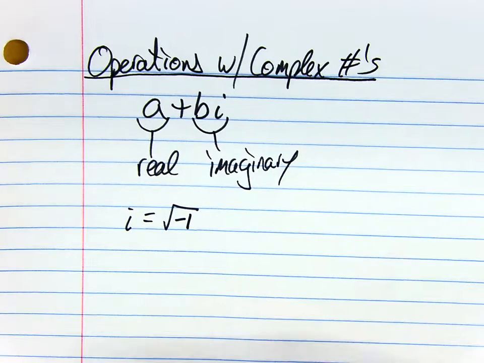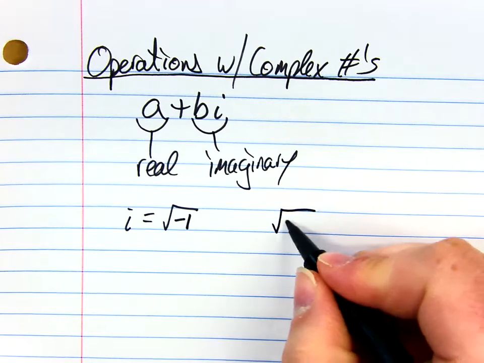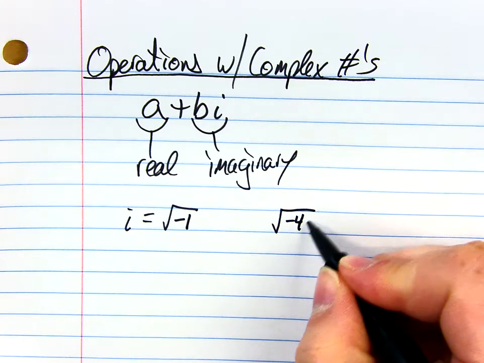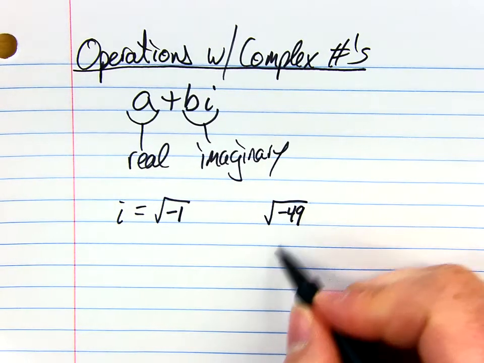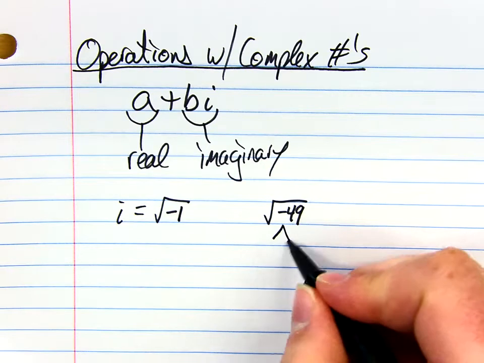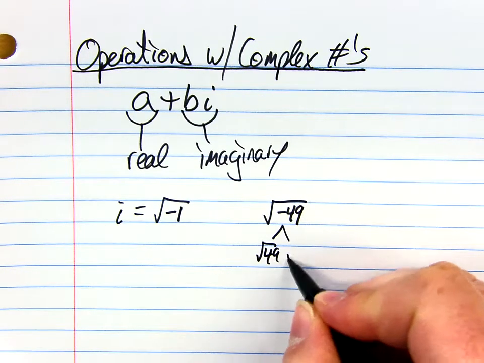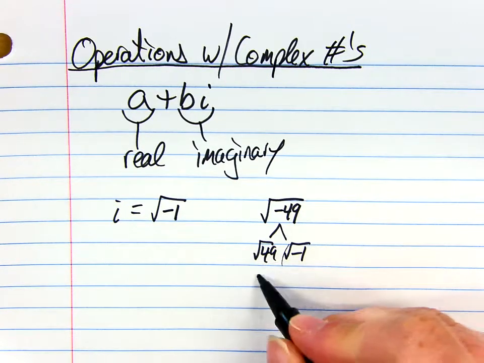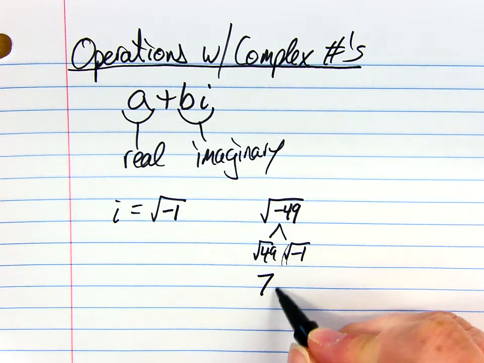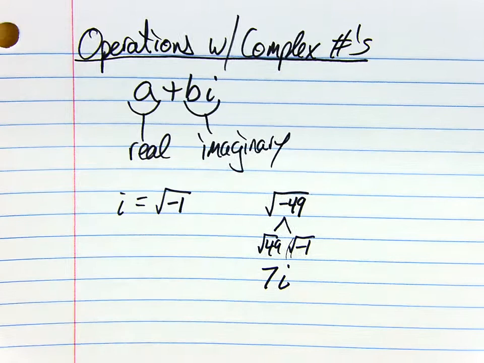So just to recap, if you wanted to do the square root of -49 without using imaginary numbers, you would have no real solution to this. But using imaginary numbers, we can split that up into the square root of 49 and the square root of -1. So I end up getting 7, and then the square root of -1 is just replaced by i. Okay, so that's what we had done last week.